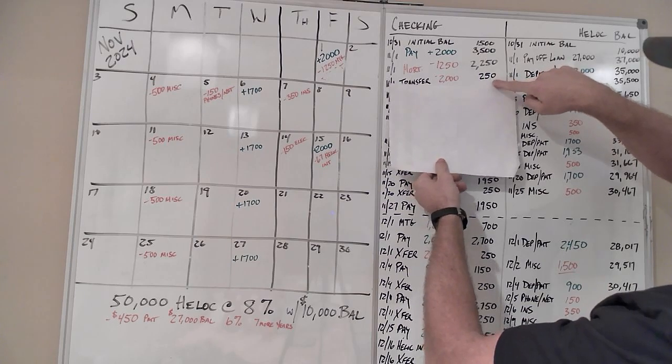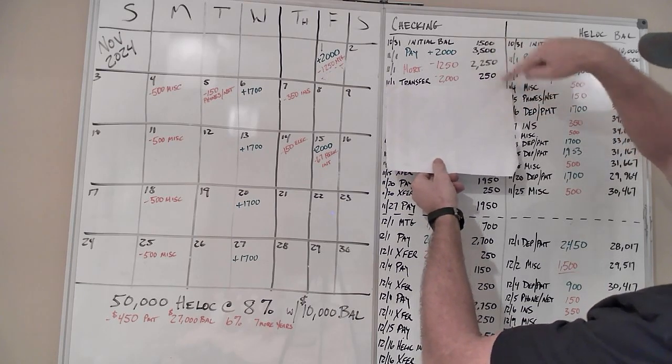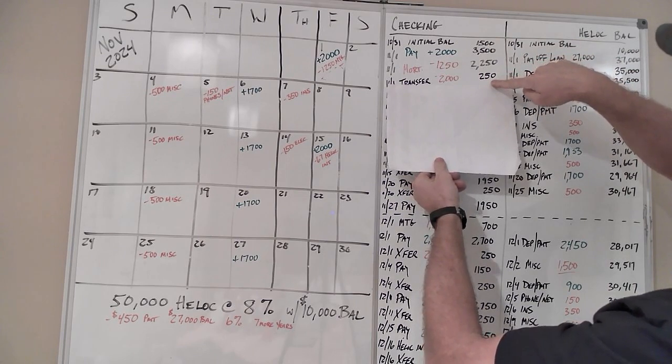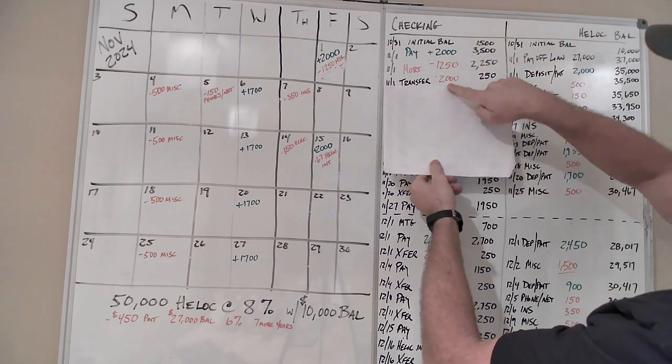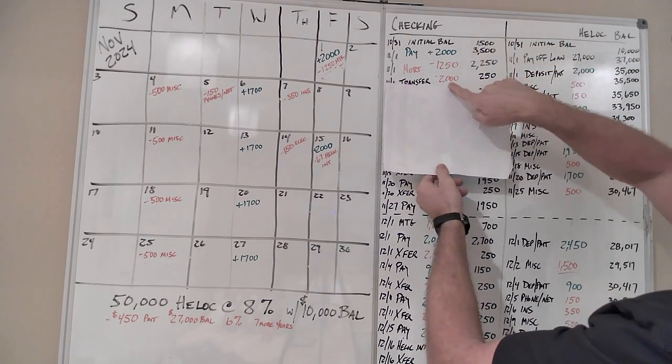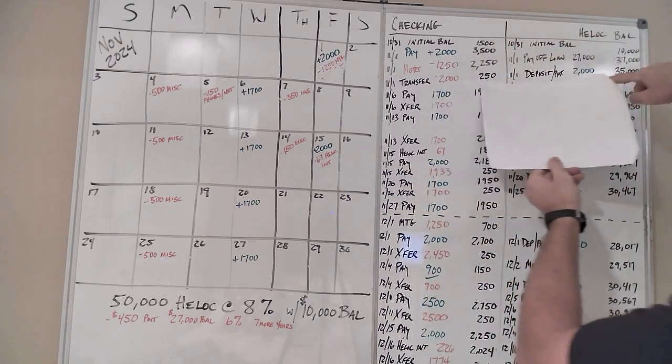So okay, we'll leave 250 in there. So whatever you need to get to leaving 250 in there. So transfer 2,000 from your checking account over here to your line of credit.